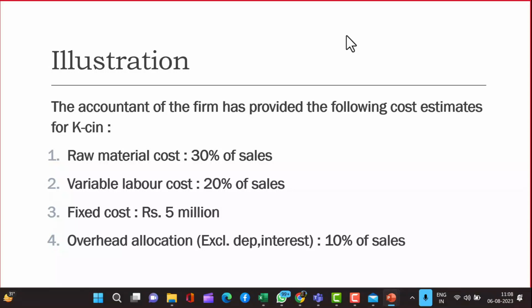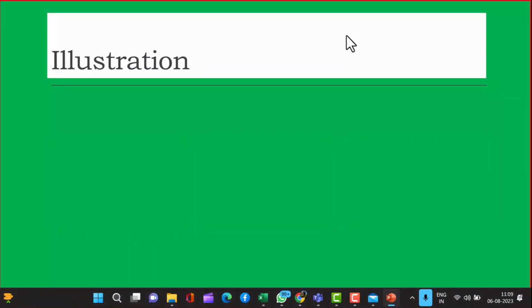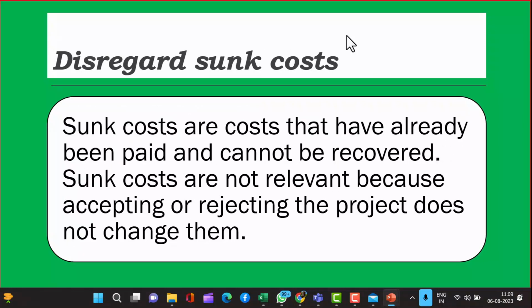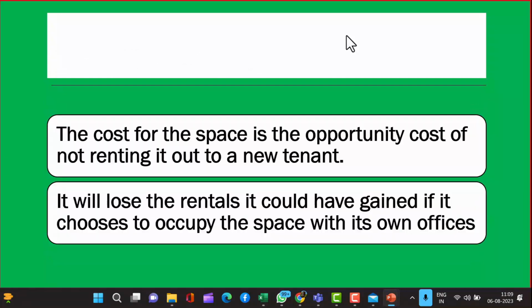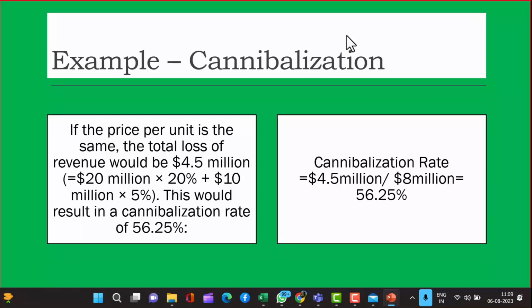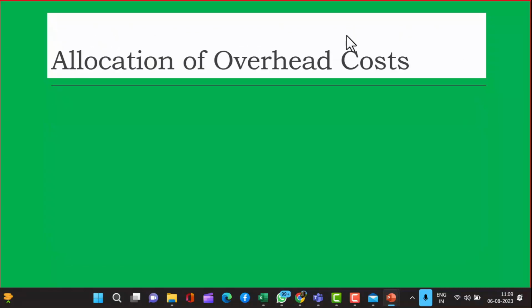Now, raw material cost is given as 30% of sales. Variable labor cost is 20% of sales. Fixed cost is 5 million. Overhead allocation, which is 10% of sales, we are going to ignore; this is just an overhead. I'll just take you to this. Some rules are there. Okay, just read this.